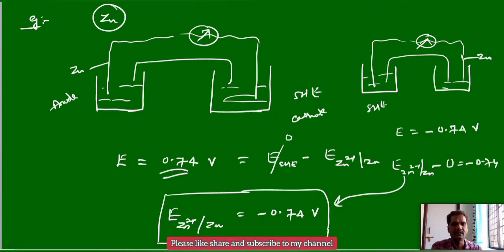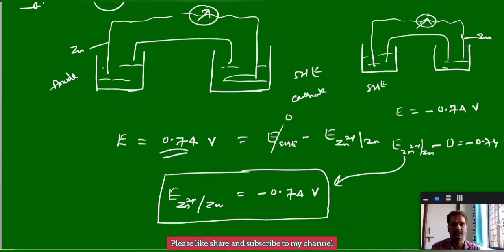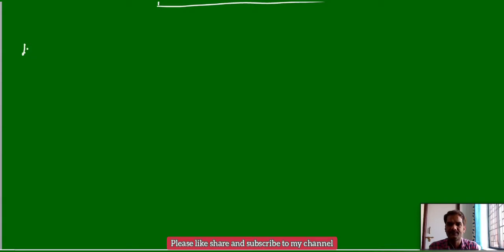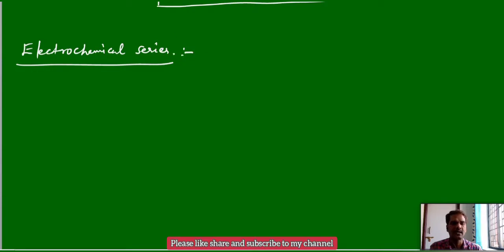Like this, you can connect the standard hydrogen electrode to either the cathode or the anode to measure the electrode potential of a given electrode. Like this, we can determine the electrode potential of a given electrode. Now, the electrochemical series. The electrochemical series is nothing but the arrangement of electrode potential values, in either increasing or decreasing order. That is called the electrochemical series.